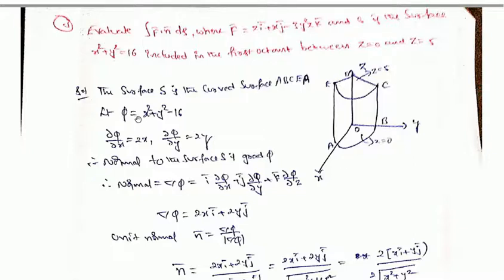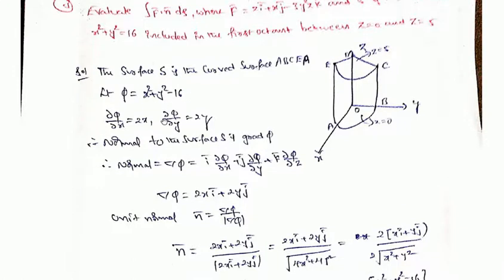Let the surface be phi equal to x square plus y square minus 16. This is the cylinder. Now differentiate partially with respect to x and y. Dou phi by dou x is 2x, and dou phi by dou y is 2y. Now we have to find the normal to the surface S. The normal to the surface is grad phi. Grad phi means del phi, that is i bar dou phi by dou x plus j bar dou phi by dou y plus k bar dou phi by dou z. Therefore del phi gives 2x i bar plus 2y j bar.